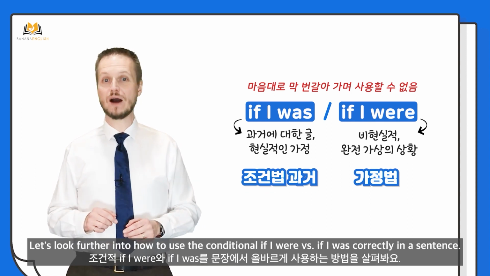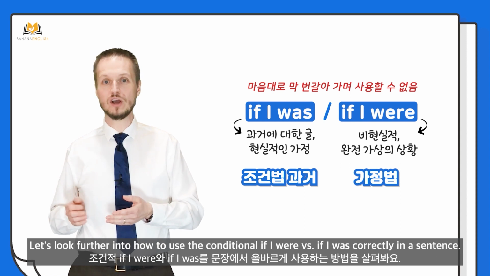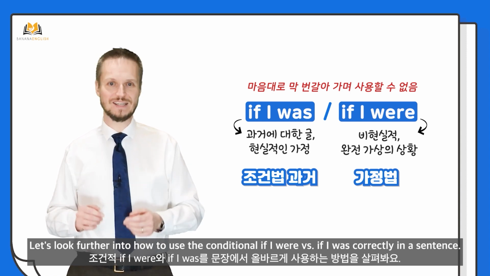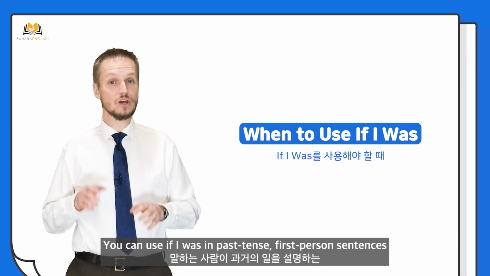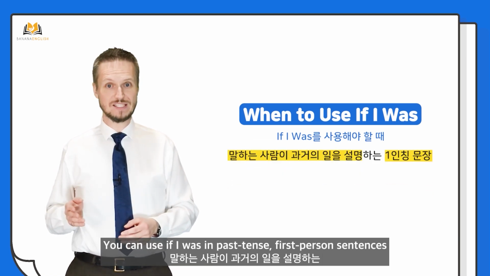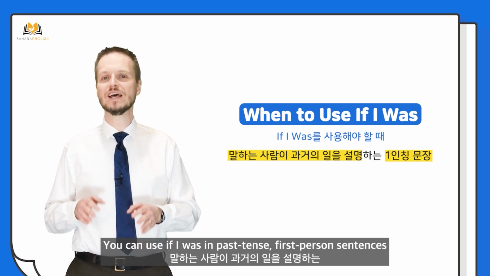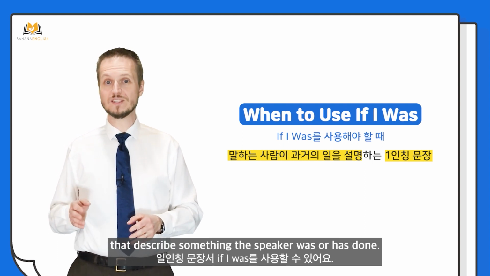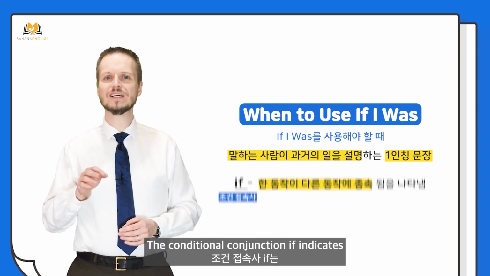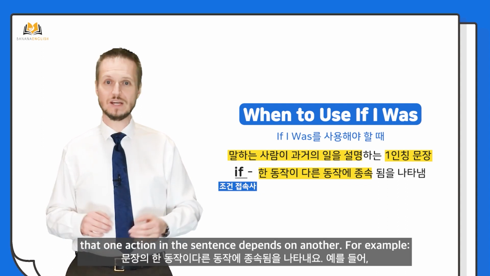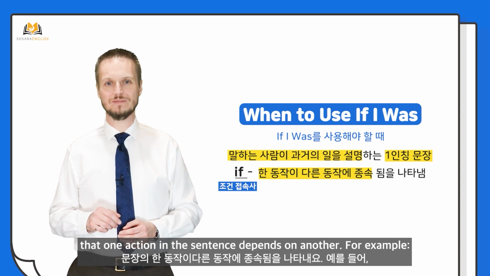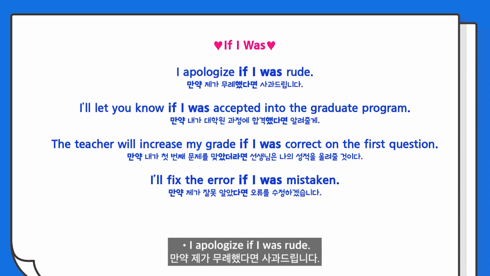Let's look further into how to use the conditional if I were versus if I was correctly in a sentence. When to use if I was. You can use if I was in past tense, first-person sentences that describe something the speaker was or has done. The conditional conjunction if indicates that one action in the sentence depends on another. For example, I apologize if I was rude.